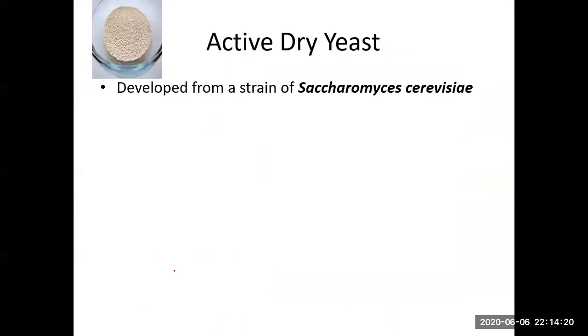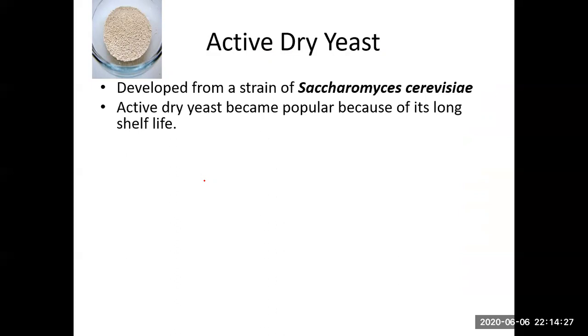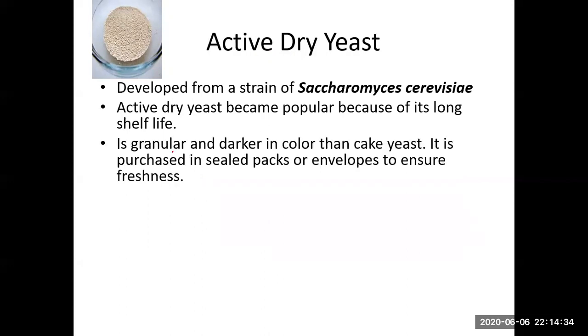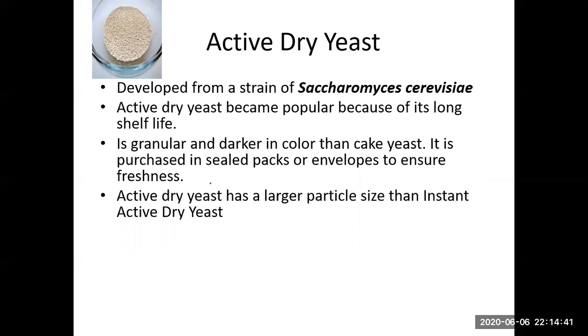Then another kind of yeast is active dry yeast. We get it from Saccharomyces cerevisiae, and it's very popular. Normally we regularly use this yeast in our homes, and it's granular and darker in color than cake yeast. We always purchase it in sealed packs, envelopes, or little plastic pots. It has a larger particle size than instant active yeast, which we'll read in the next slide.